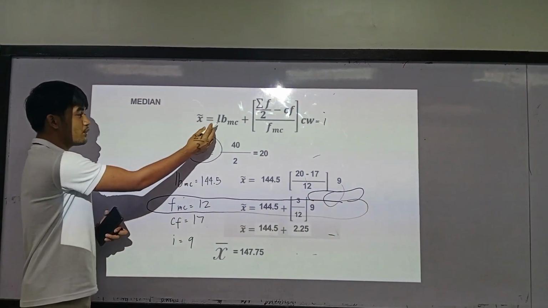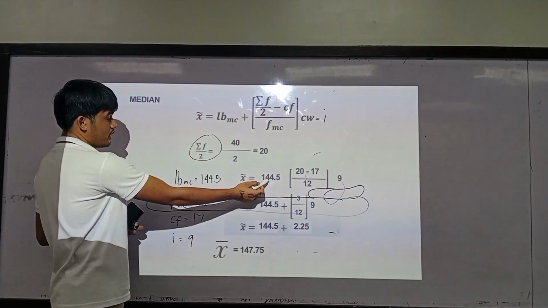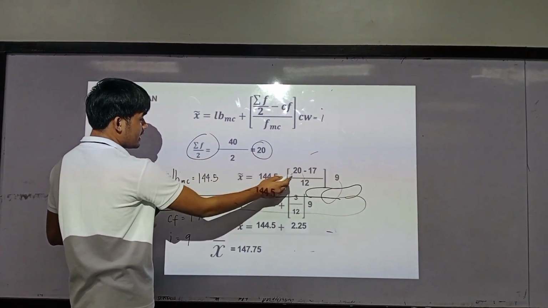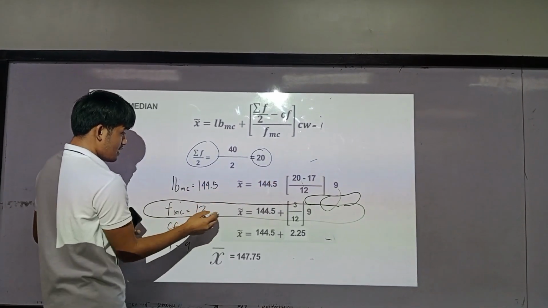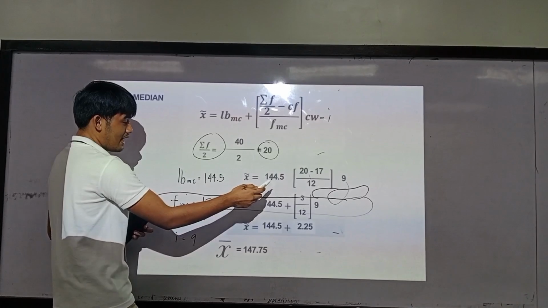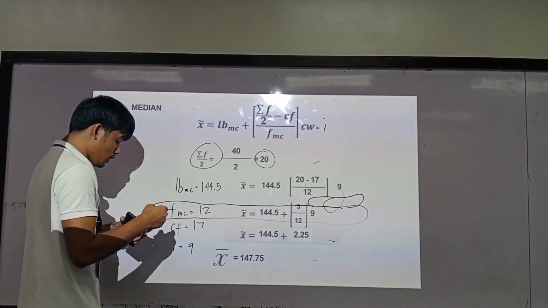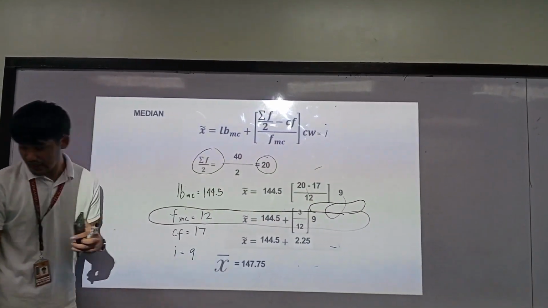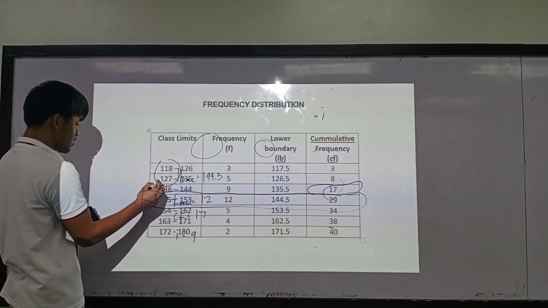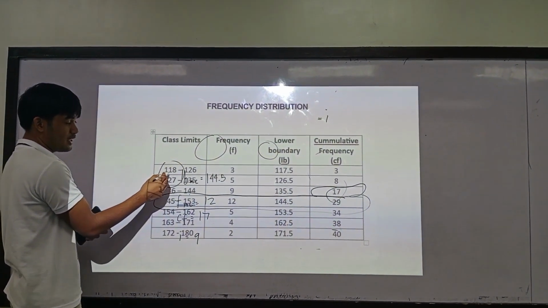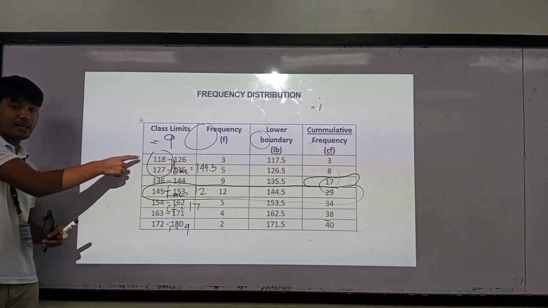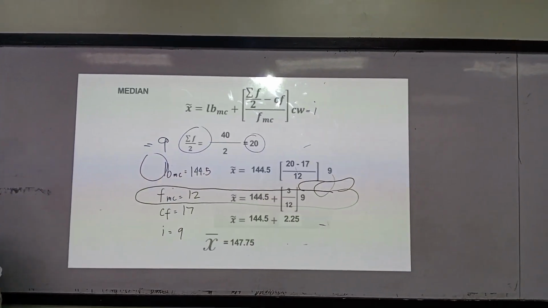So lower boundary is 144.5 plus 20 minus 17 divided by 12, which is the frequency, and then times 9. In order to get this interval, by the way, we'll just simply subtract this. So 127 minus 118, it is equal to 9. So that's how we get our interval.